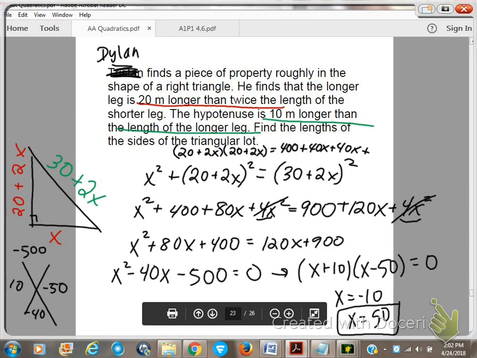So, Miss Lacey, if x is 50, what would 20 plus 2x be? 120. All right, and then Carly, the hypotenuse? 130. Okay. So then as a complete sentence, the lengths of the sides are 50 what? Meters. 50 meters, 120 meters, and 130 meters. Labels are important. And remember that you do have to write your answer in a complete sentence.